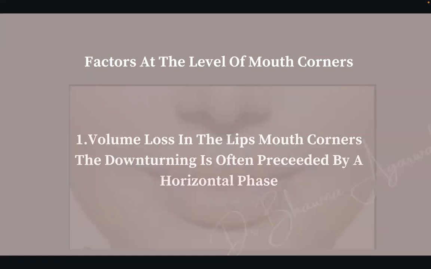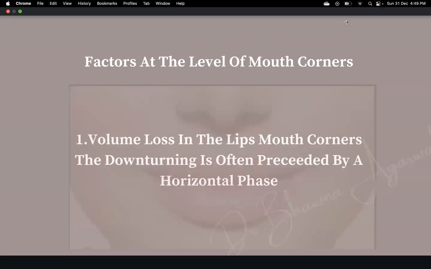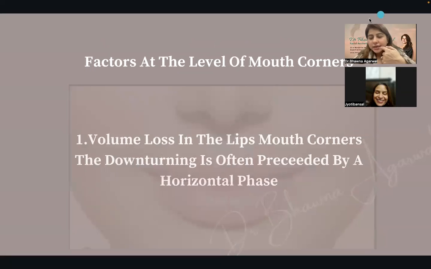At the level of the mouth, there is volume loss in the lips at the corners, and the downturn is often preceded by a horizontal phase. So what happens? The downturn doesn't happen immediately. First, it will become horizontal. For me, it is a little horizontal. Lateral 0.5 millimeter is horizontal first, and then gradually the downturn starts.